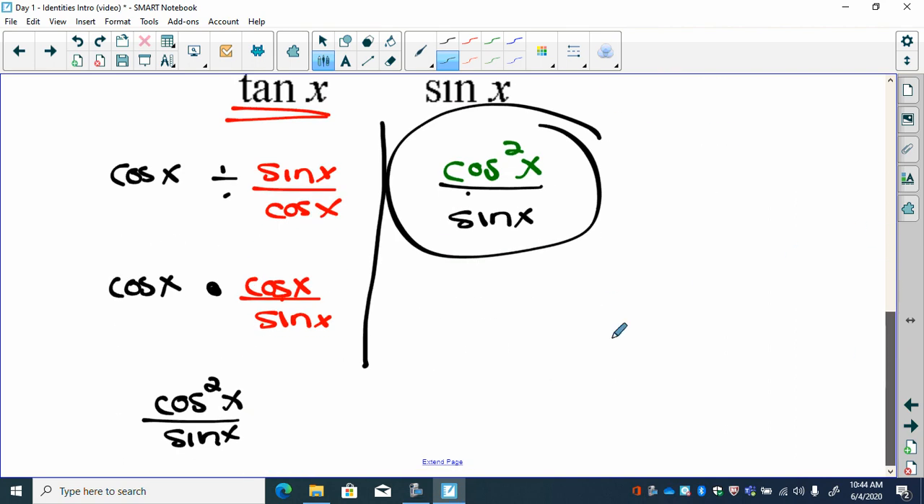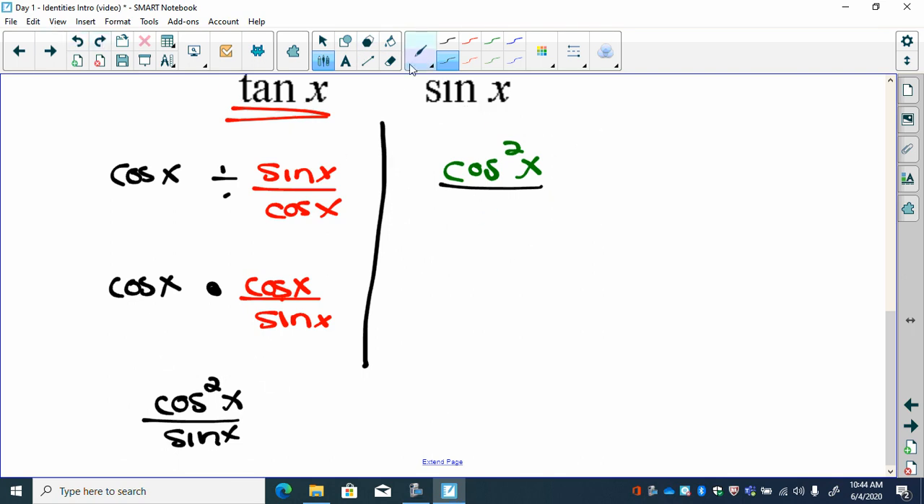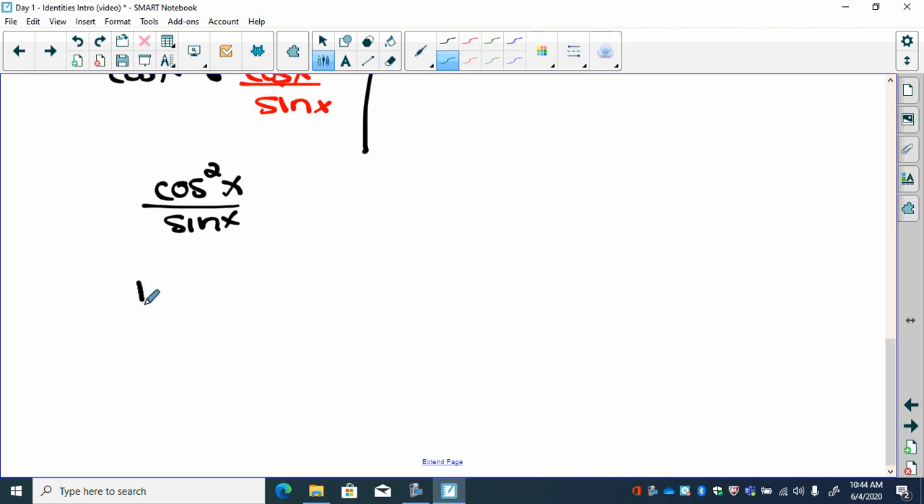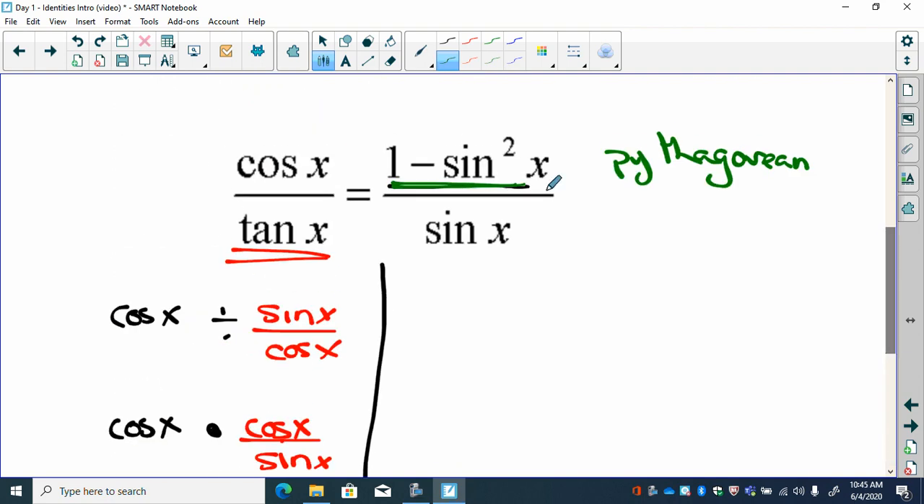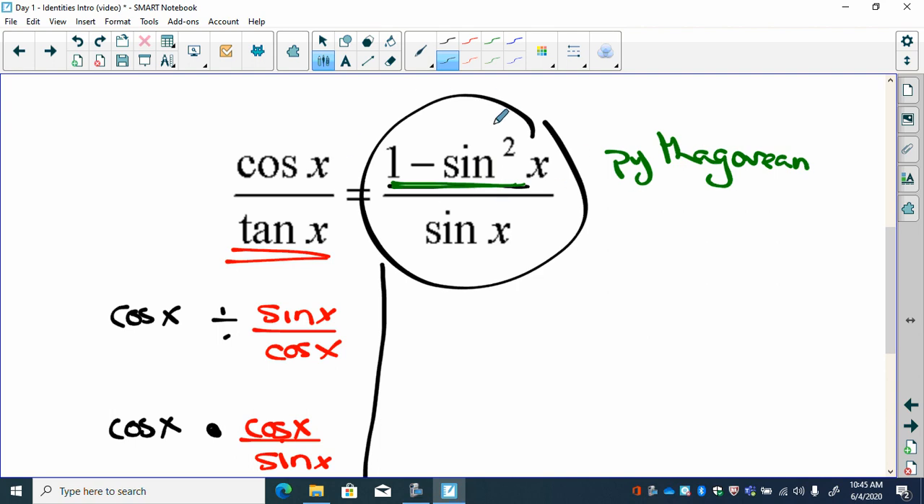So cos squared x over sine x, cos squared x over sine x. Now, it would be perfectly okay if someone changed the cos squared x to a 1 minus sine squared x. So this would also be correct. Cos squared x is 1 minus sine squared x over sine x. Same on the left and right. So I don't even have to change the right-hand side. You could delete or erase all of this.